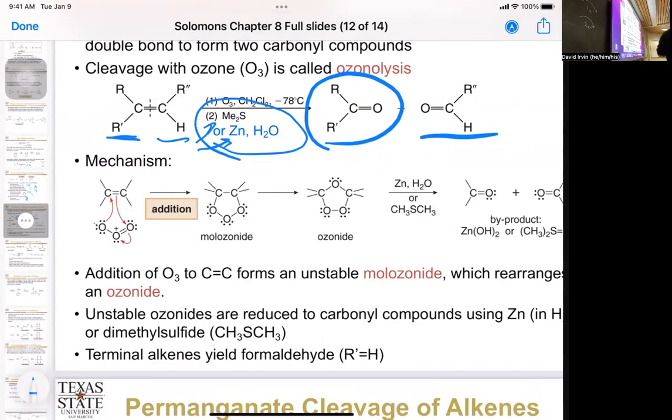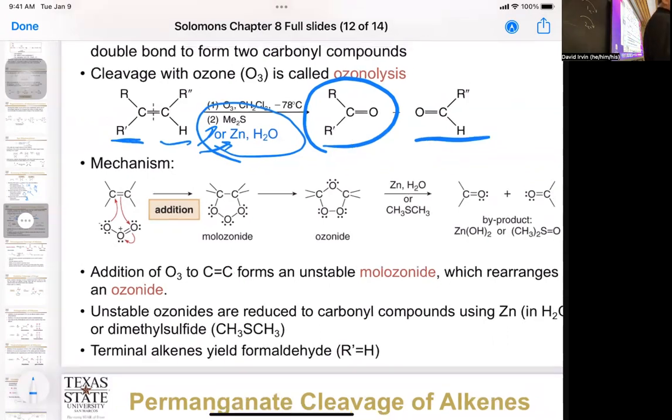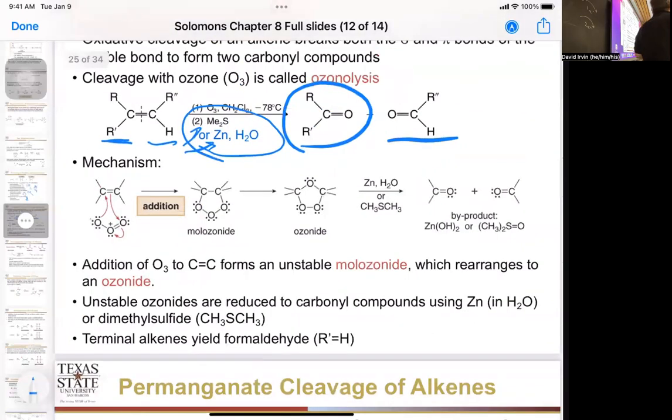But then by doing a reducing workup right here, we're going to break this bond. We're going to break this bond, and one of these oxygens is going to go on one of the carbons, one of the oxygens is going to go on the other carbon, and the lone pairs are going to kick in here and give us our double bond between the carbon and the oxygen. So we're going to form carbonyls, but depending on what the substitution is, we can get aldehydes or ketones with this workup.